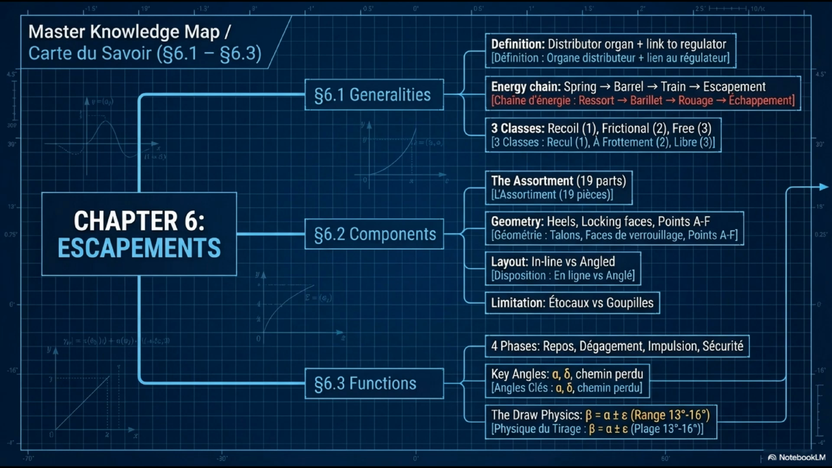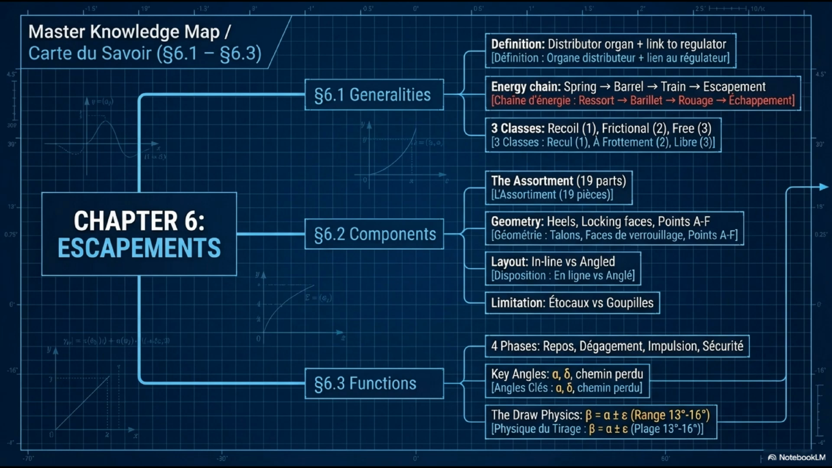Section 6.3, functions, 3 core deliverables. The 4 kinematic phases: repose, degagement, impulsion, sécurité. The key angular values for each component in each phase: supplementary arc 220 to 270 degrees, unlocking 8 degrees roller, impulse 30 degrees symmetric about the dead point, fork 10 degrees, pallet 10 degrees 30 arc minutes, drop 1 to 2 degrees.